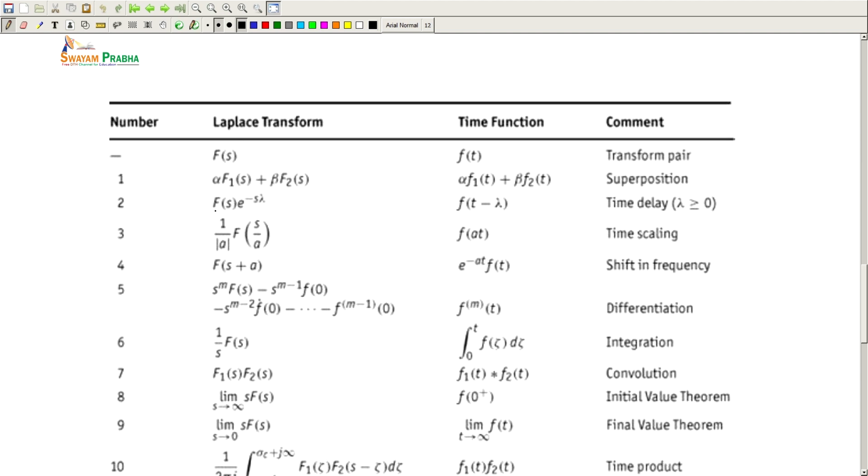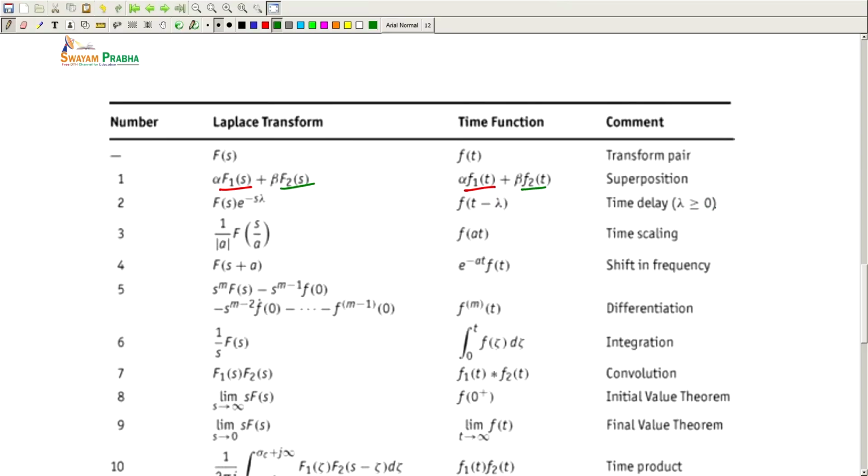So, the first property is, say I have two signals: the Laplace transform of f1 of t is F1 of s, and the Laplace transform of f2 of t is F2 of s, and say I superpose this time domain signal to be alpha f1 of t plus beta f2 of t, then I get the corresponding Laplace transform as alpha F1 of s plus beta F2 of s, and the same applies if I do this superposition in the Laplace domain, then I get a superposed signal in the time domain.